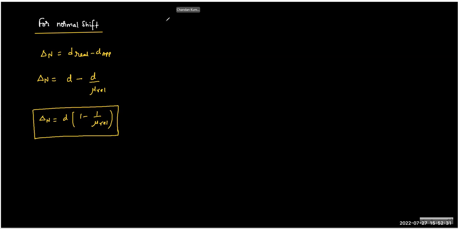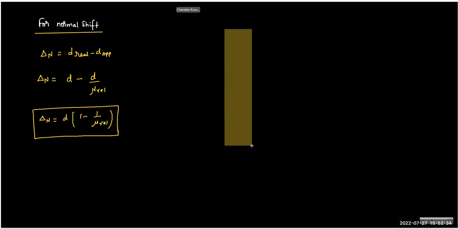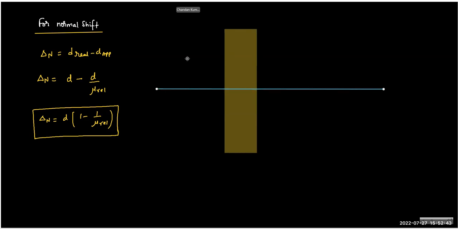So the next question is, if we have a slab of certain thickness, and again our syllabus is all about near normal incidence. So let's say we have an object here, and a person is trying to look at this object from the other side. How will the light go? One light will go like this, but a single ray cannot create the image.